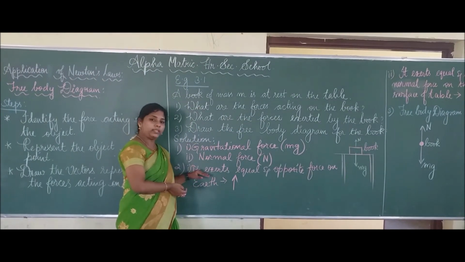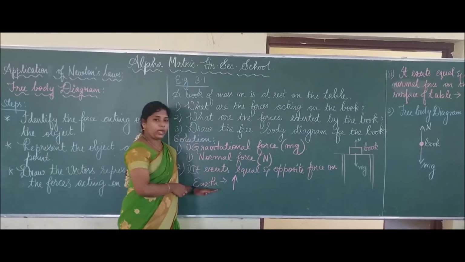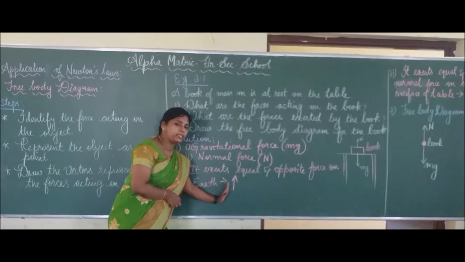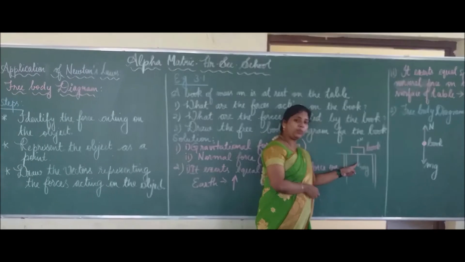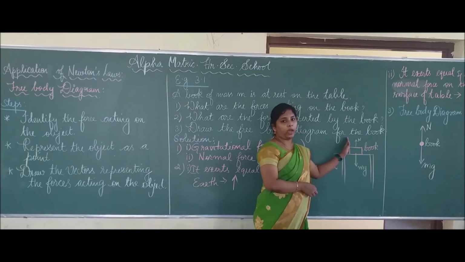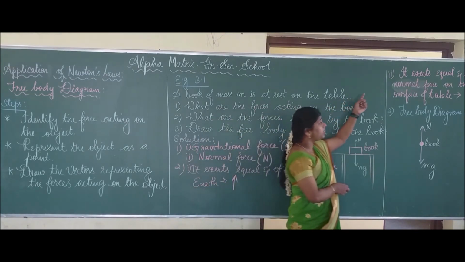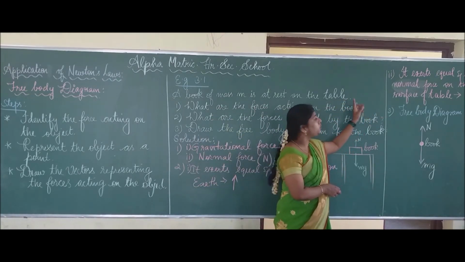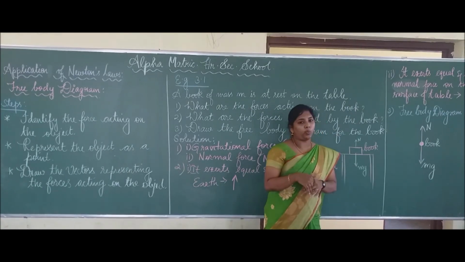So here the book exerts an equivalent opposite force on the earth, which means it acts upwards. The same equivalent opposite force acts on the earth towards what? Upwards, right? And the next one: it exerts an equivalent opposite normal force on the surface of the table, which is acting vertically what?